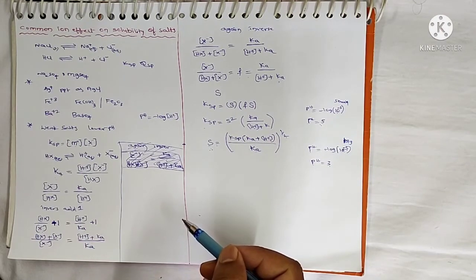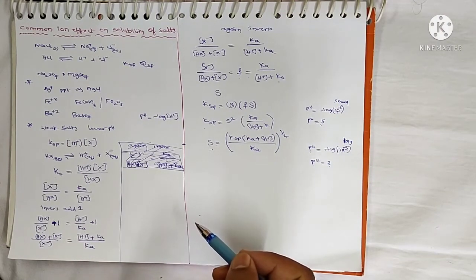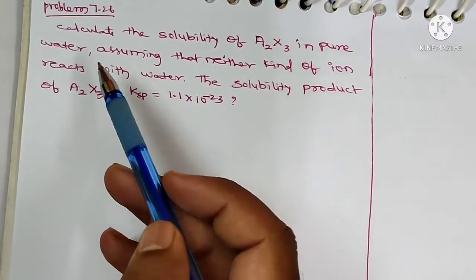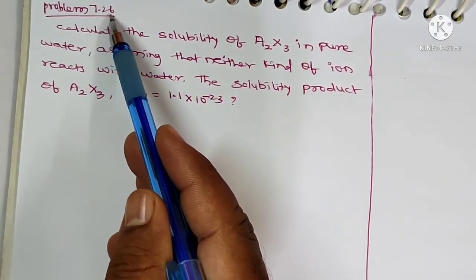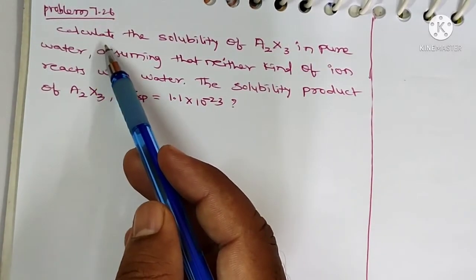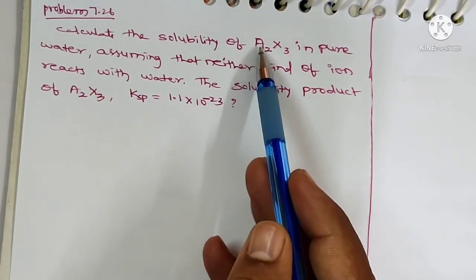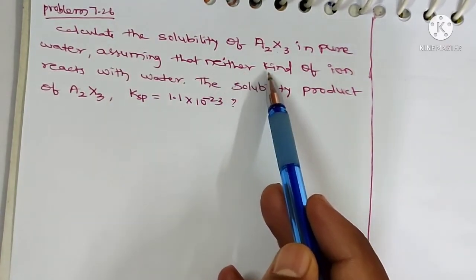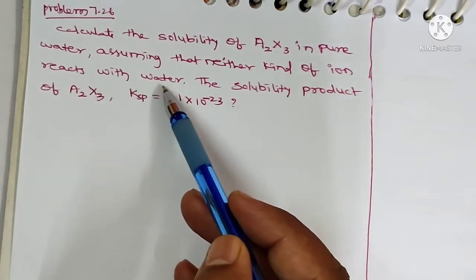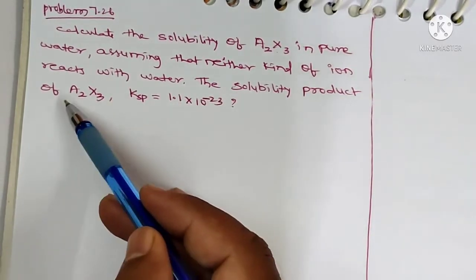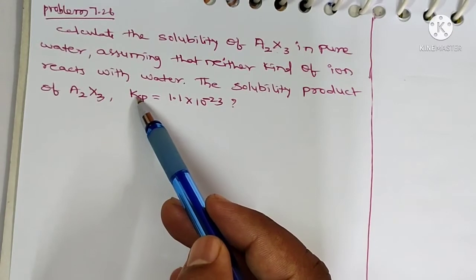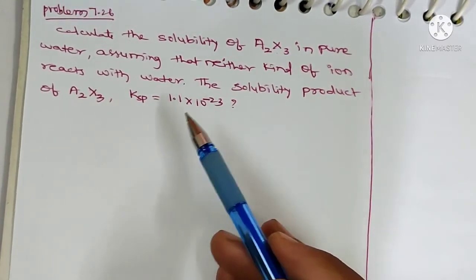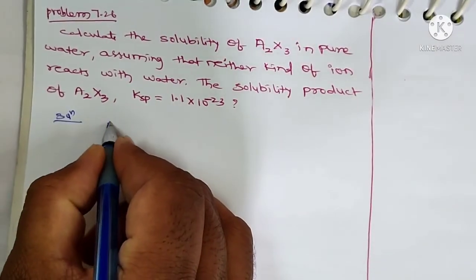So this is about the common ion effect on the solubility of salts. Let us solve one problem. Problem number 7.26 in our textbook. Calculate the solubility of A2X3 in pure water, assuming that neither kind of ion reacts with water. The solubility product Ksp of A2X3 is equal to 1.1 into 10 to the power of minus 23.